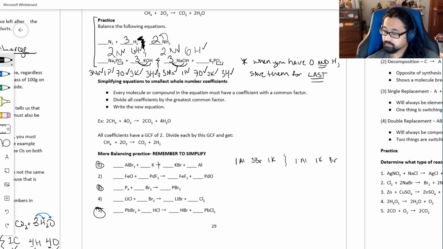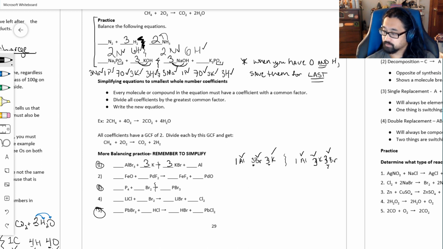Alright, so the 3 Br is something that I need to fix. Okay. So if I put a 3 here, that changes this to a 3, and that changes this to a 3. So now I need to fix this K. Now that's a 3, and that's a check, and a check. Everything's good. I'll do the same thing here with number 3.